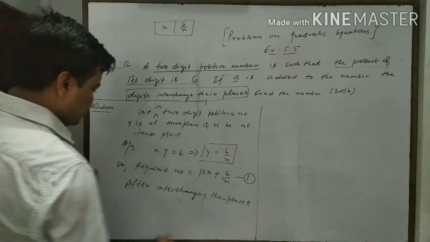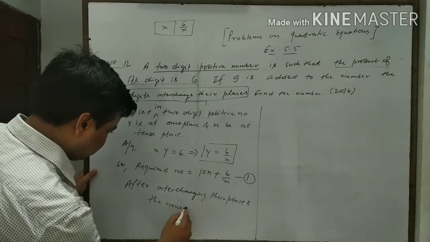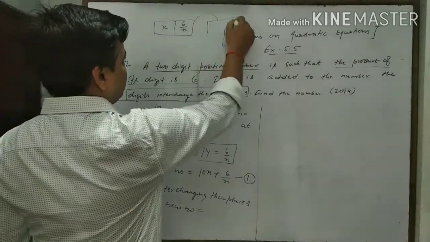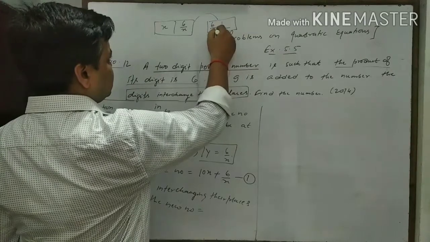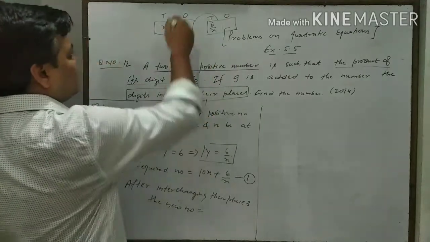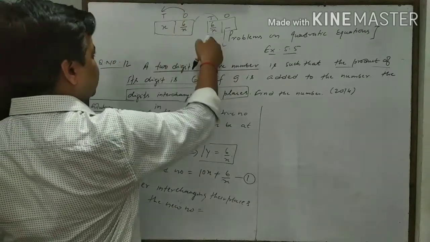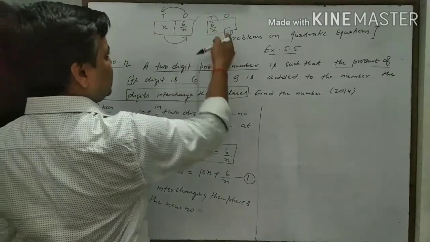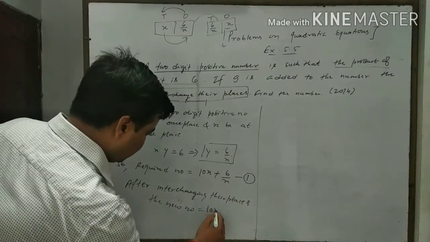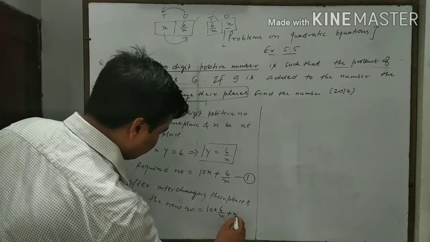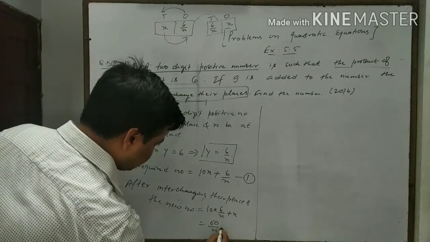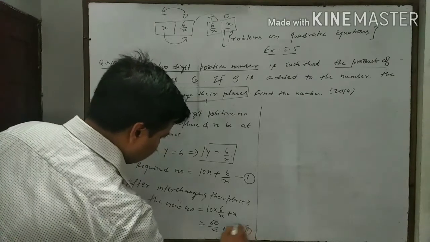After interchanging their places, the new number is equal to, it will be like this way. Here it will be 6 by x in the tens place and x in the ones place. The number which is at the ones place will be at the tens place, 6 by x, and the number which is at the tens place will be at the ones place. Its expanded form will be 10 into 6 by x plus x, means 60 upon x plus x. This is the second equation.